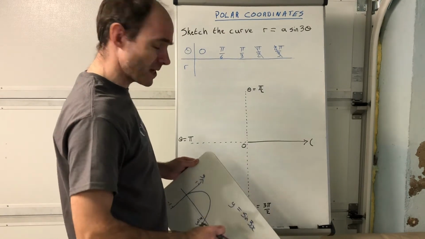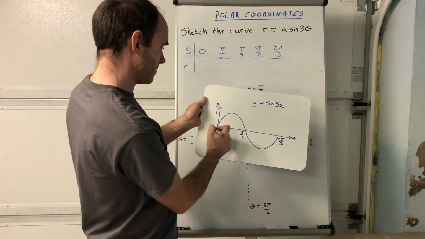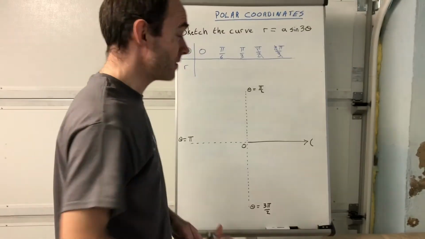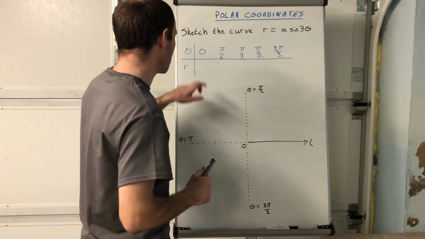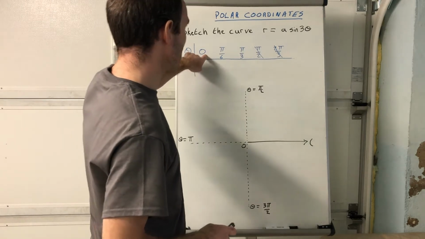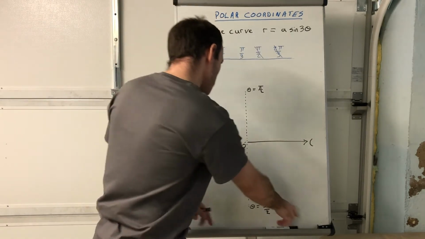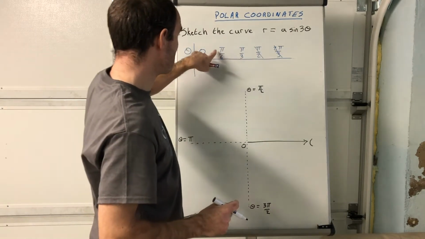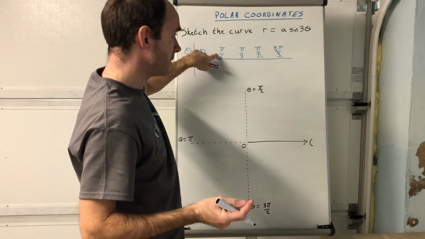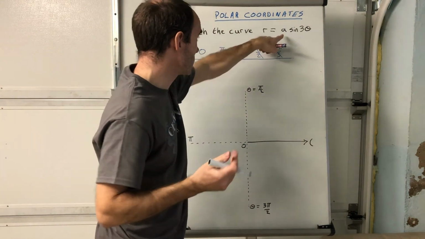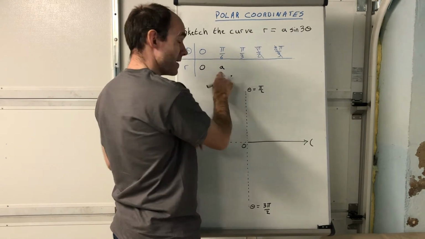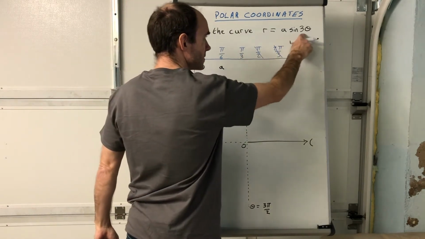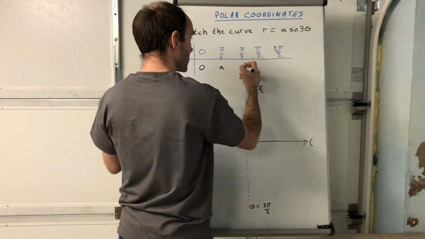So really what I'm saying is, we only need to worry about 0 to pi over 3, and then we'll see what happens after that. So let's have a look. Between 0 and pi over 3, if we substitute 0 in, sine 0 is 0, so that's going to be 0. And then we've got 3 times pi over 6, so that's going to be pi over 2. That gives us sine of pi over 2 equals 1, so 1 times a, so that's a. That's going to be our maximum value of r. And then pi over 3, times that by 3, you get sine pi, that's going to be 0 again.